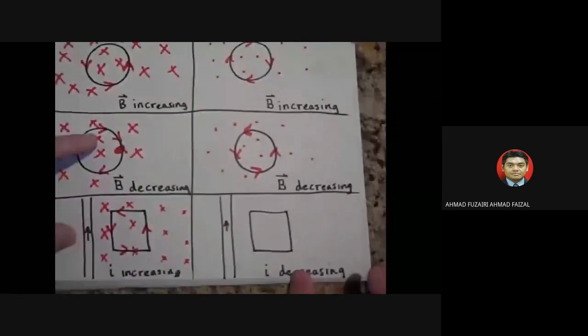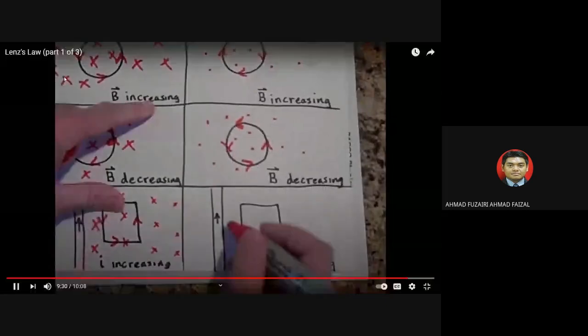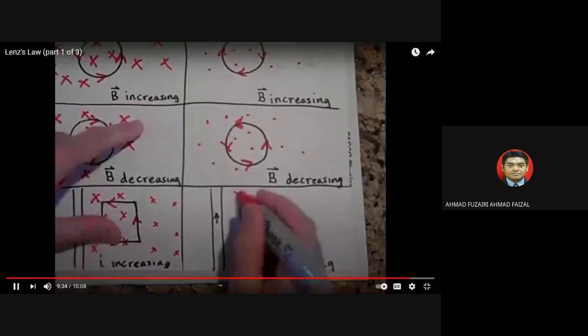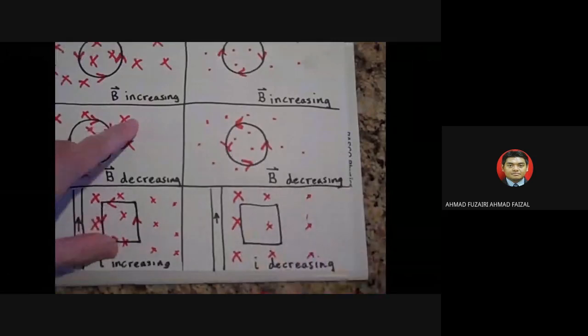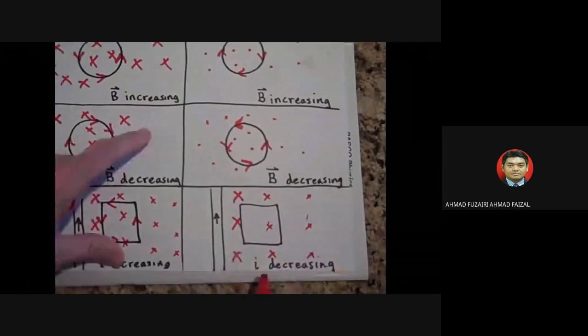Okay, now if I is decreasing, we have a field that's going into the page still. So these are X's, but they drop off as you go out. Now the I is decreasing, so that means that these X's are going down, down, down, down. And if they're going down, it's going to try and make its own X's. To make its own X's, it's going to go the other way.